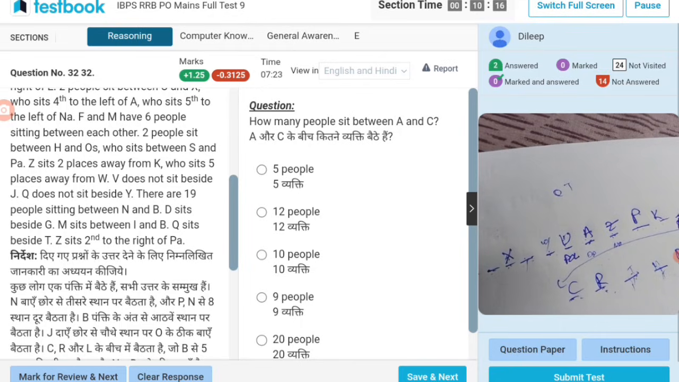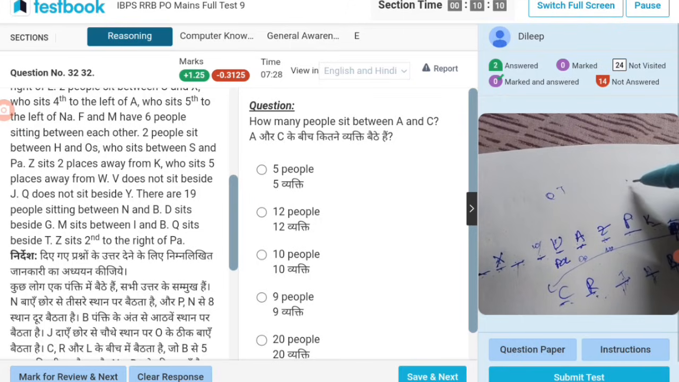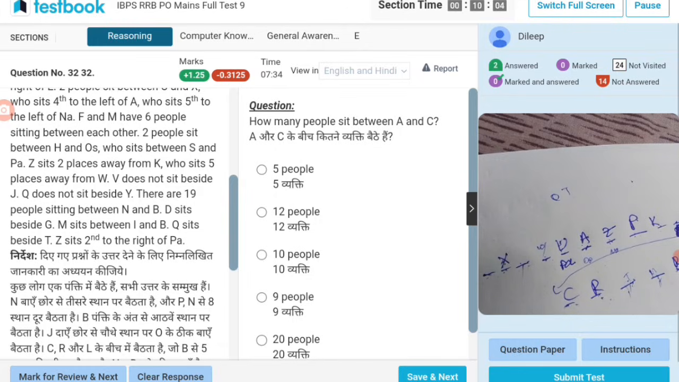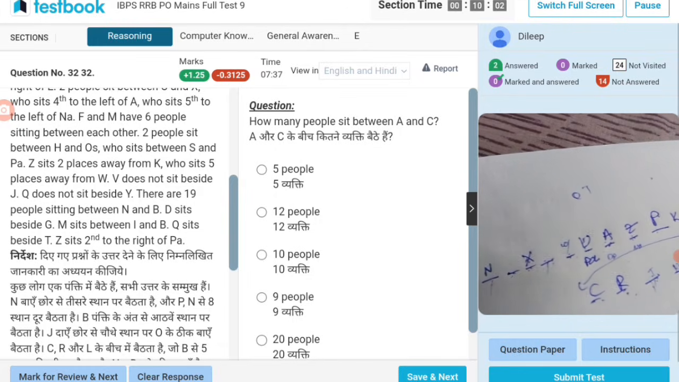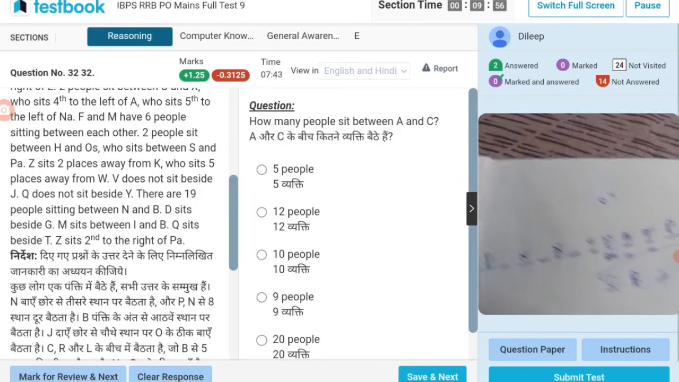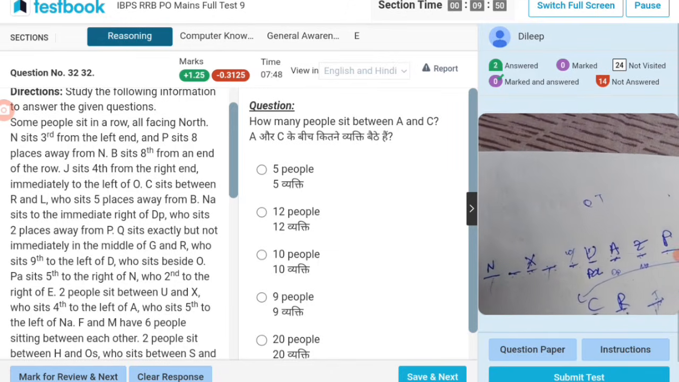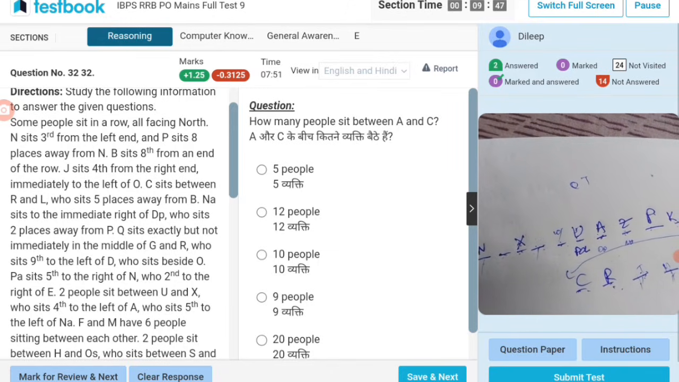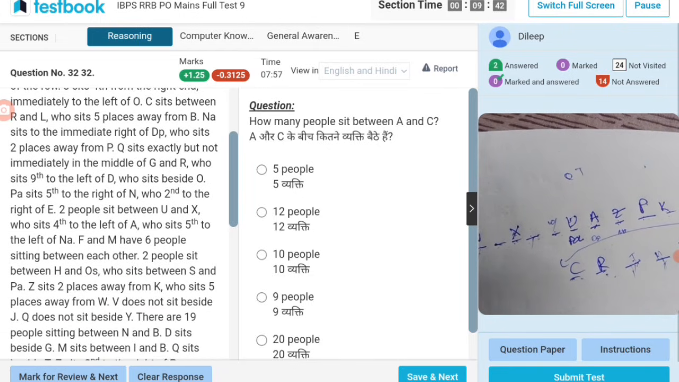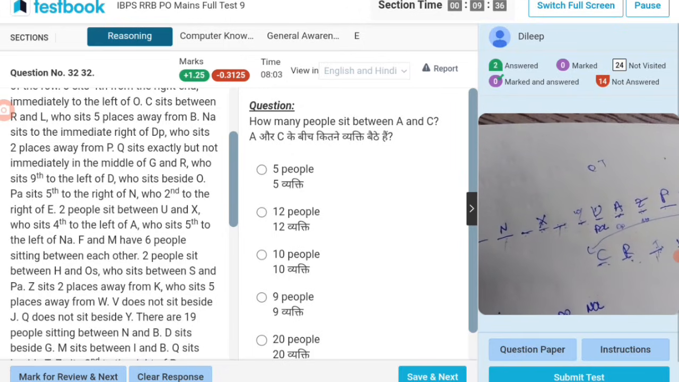So Q is beside Y. Q is not beside Y. Q sits beside T. That is second to the right of DA. R who is 9 to the left of T. P is 5 to the right of N.